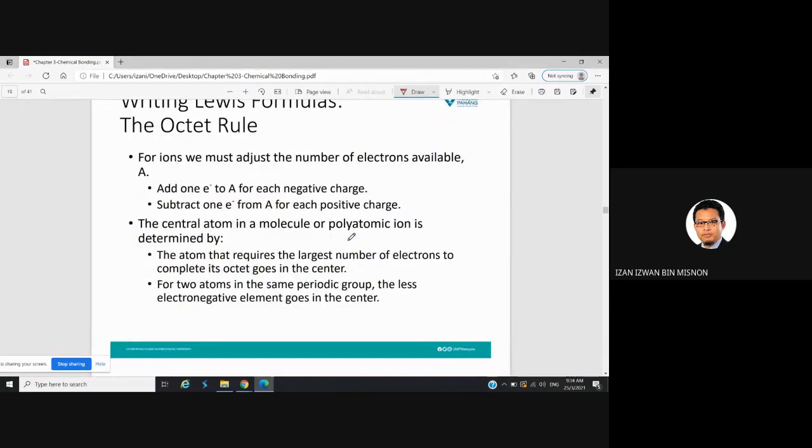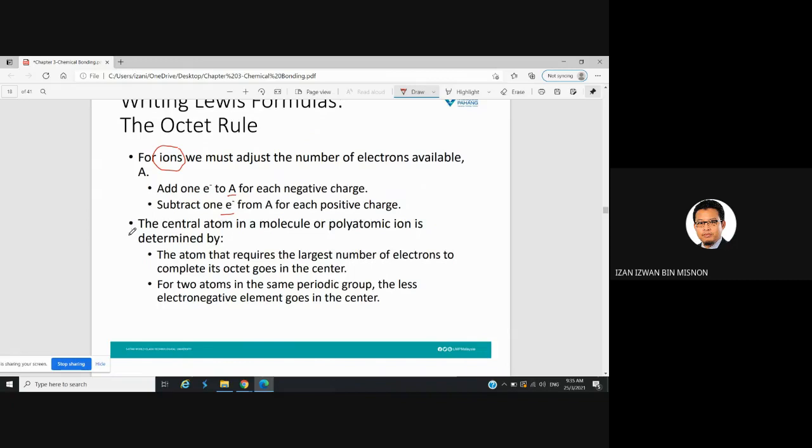Before that, for an ion, we must adjust the number of electrons available. This is only for ions, in case you are required to calculate or draw the structure of an ion. So we add one electron to the atom for each negative charge, and subtract one electron for a positive charge.